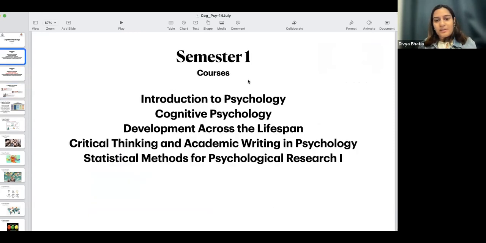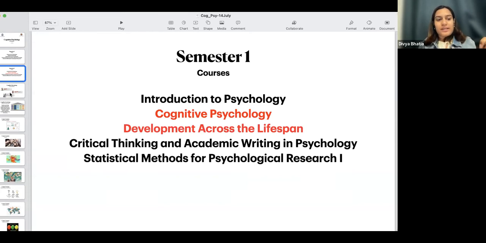So these are the first semester courses, all the first semester courses that you will be having. Introduction to psychology, cognitive psychology, development across the lifespan, critical thinking and academic writing, and statistical methods. Here today, the focus is on cognitive psychology and development across the lifespan. So development you have already been introduced. I will be briefly introducing you to the cognitive psychology.